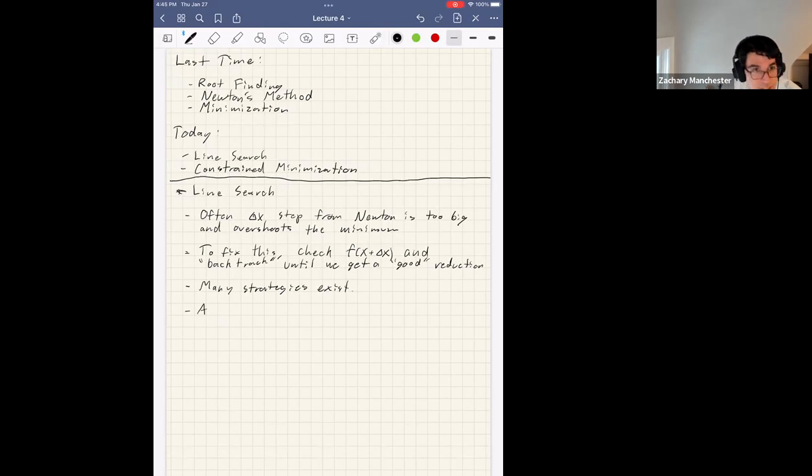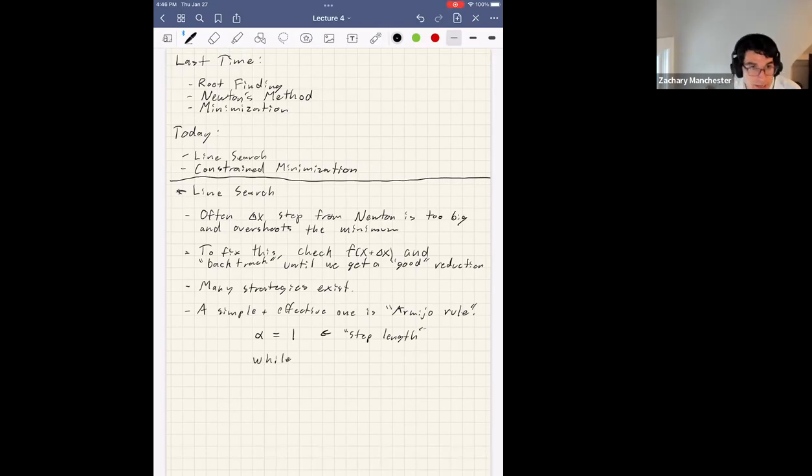So this one in particular that we're going to do is called the Armijo Rule. Okay, so here's what this looks like. When we evaluate our Newton step, we get our delta x. Then we're going to start out with a step length that we're going to call alpha. We're going to start this out at 1. So this would correspond to taking a full Newton step.